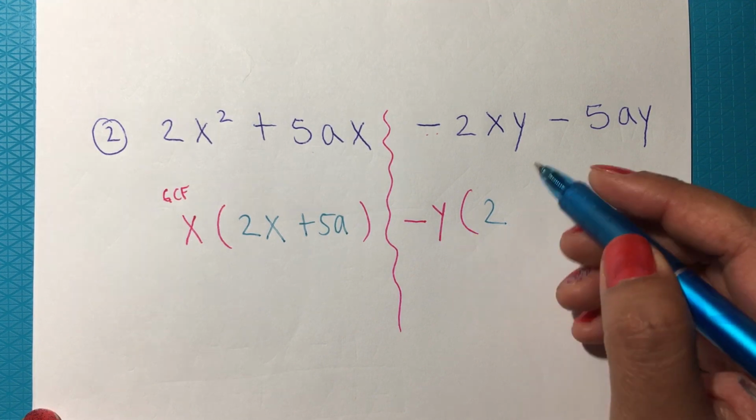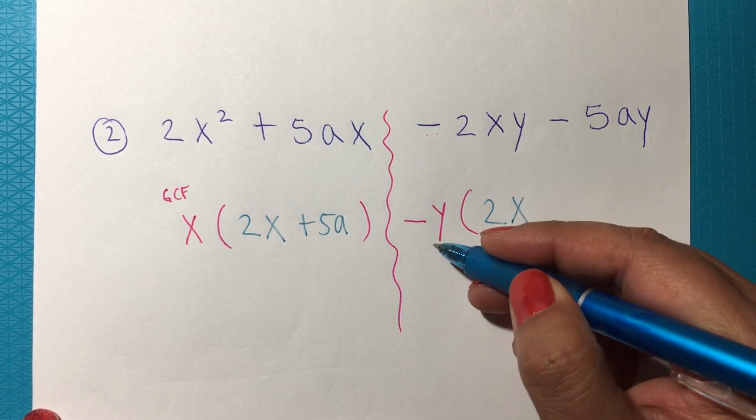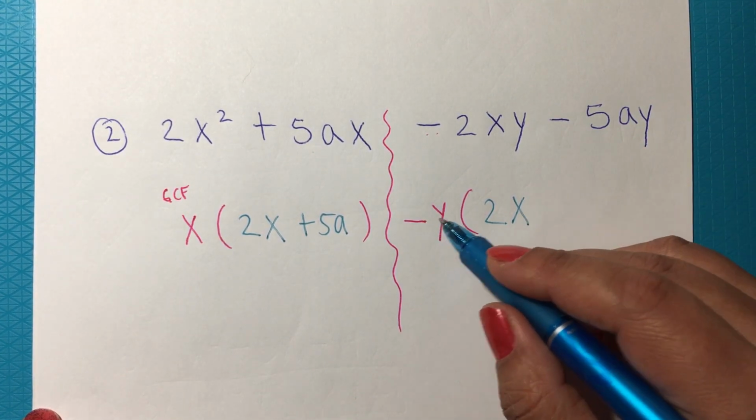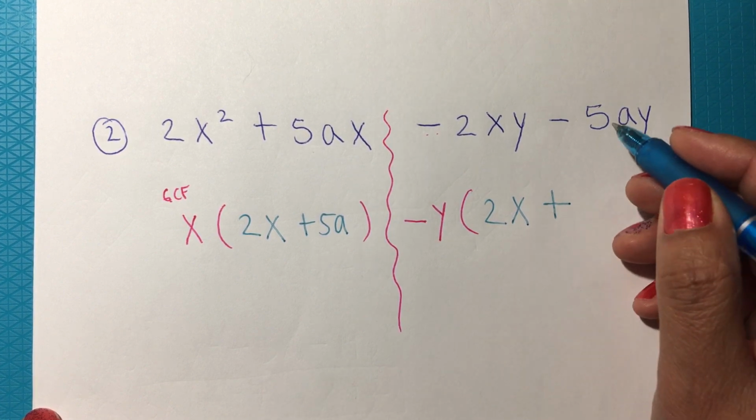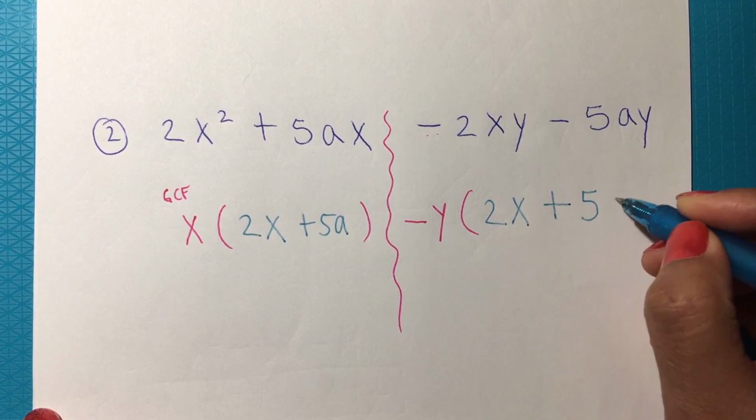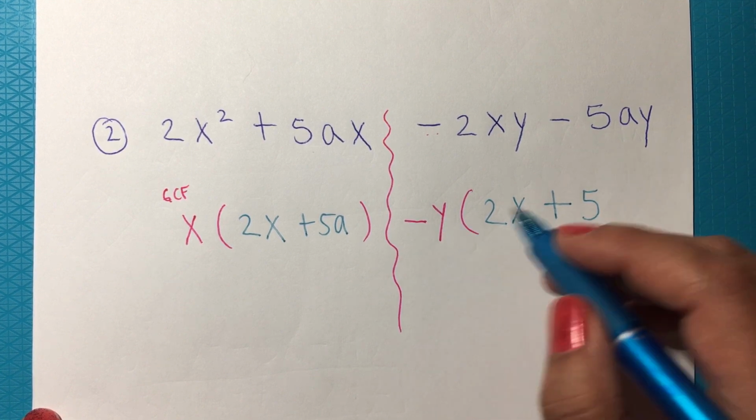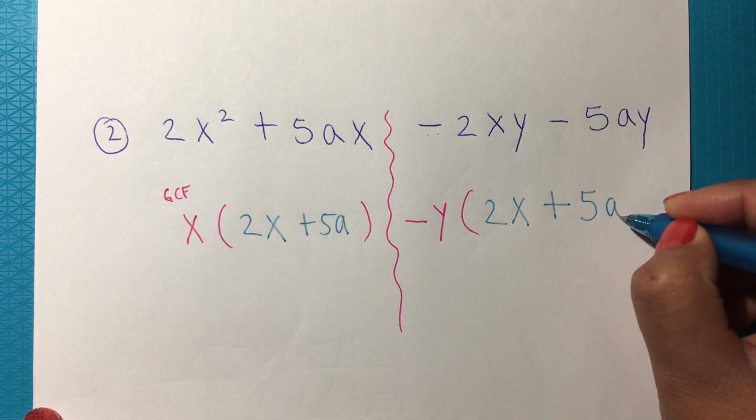X, y divided by y is just x because the y's cancel. Again, negative divided by negative is positive. 5 divided by 1 is 5. And ay divided by y, the y cancel, but the a doesn't.